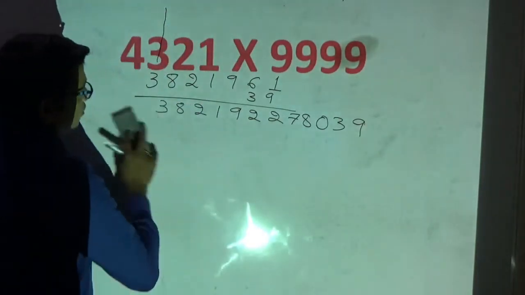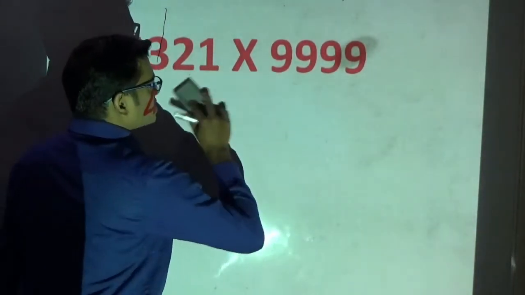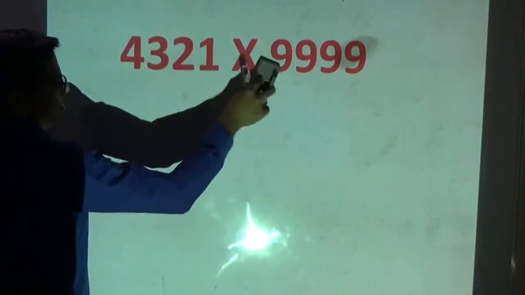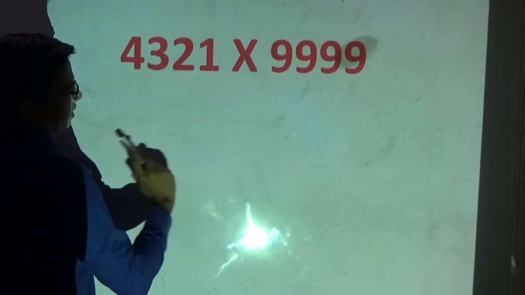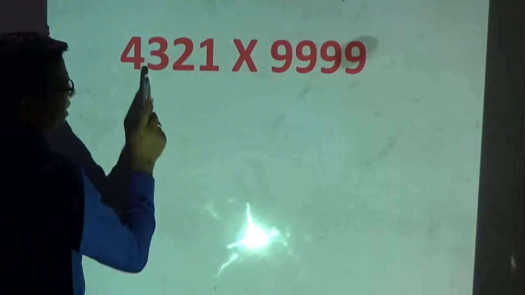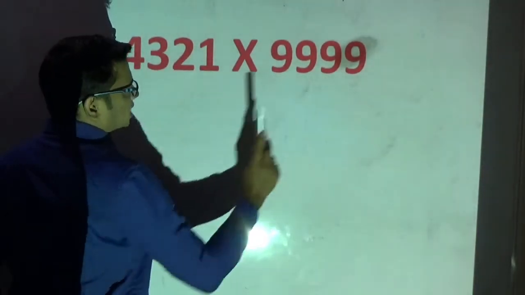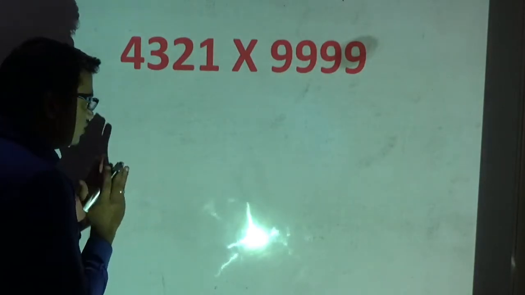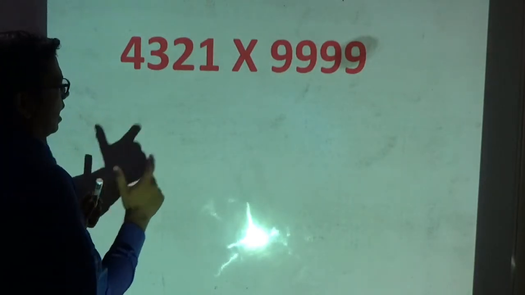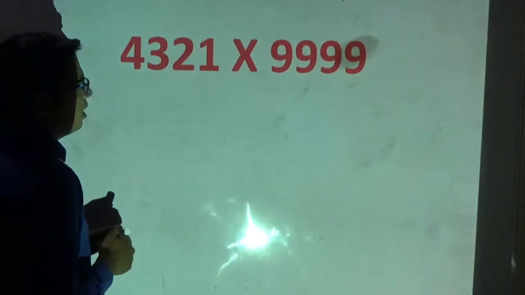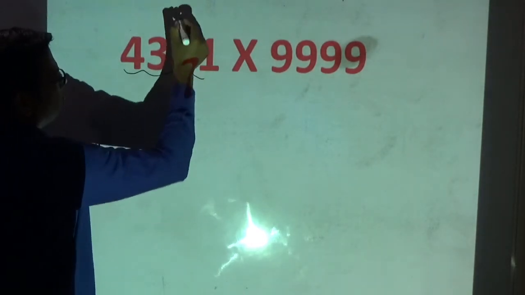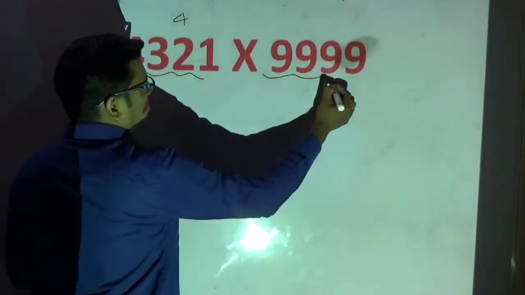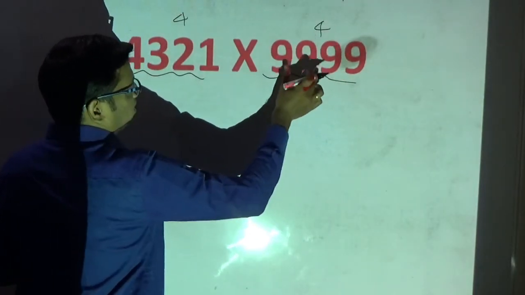Now, I am going to give one more trick. Okay, so please observe this trick very carefully. We know this is a multiplicand and this is a multiplier. I repeat, this is a multiplicand and this is a multiplier. Whenever the number of digits in the multiplicand and the number of 9s in the multiplier are the same, you can apply this trick. Please count how many digits are there? 4 digits. Here how many digits? 4 digits.